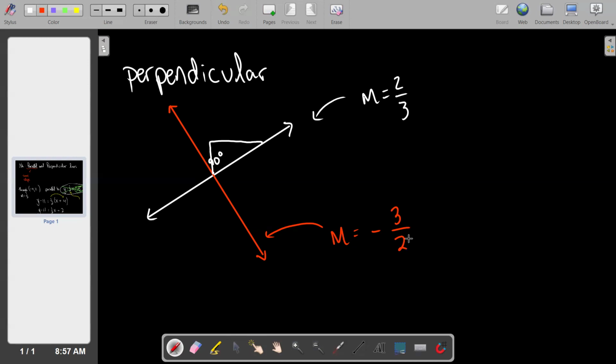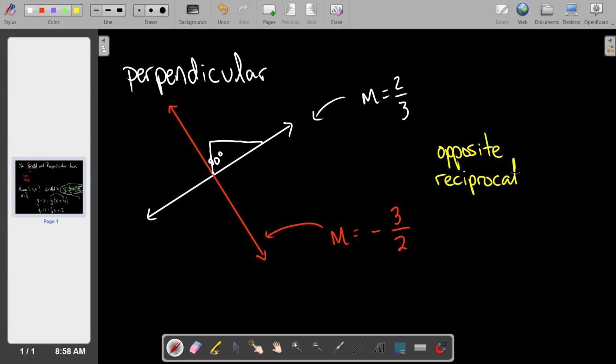You change the sign, and 2 thirds, positive 2 thirds, you flip it over. Very good. There's a name for this in mathematics. We call it the opposite reciprocal. That's how you come up with a perpendicular slope: you change the sign, we call that an opposite, and then you reciprocate it. Call that a reciprocal when you take a fraction and you flip it over.